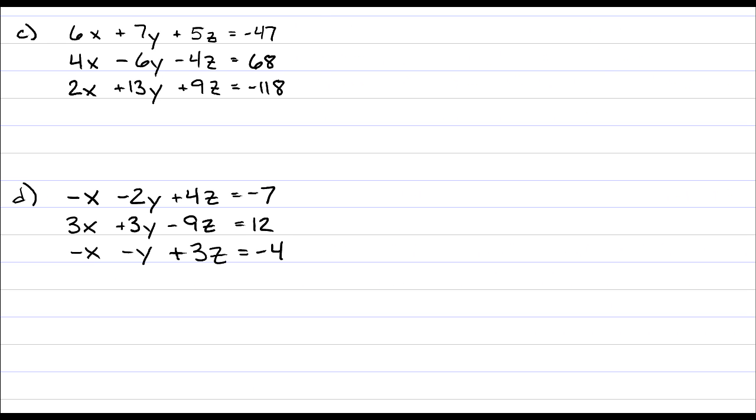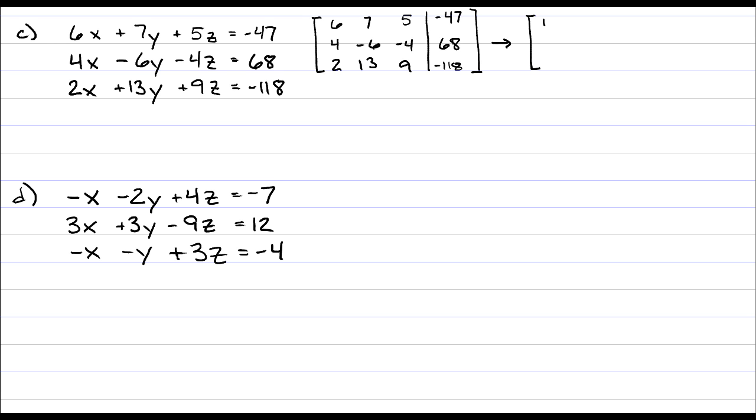In part C, just like before, I start by putting the system into an augmented matrix. So going column by column, I get 6, 4, 2, 7, minus 6, 13, 5, minus 4, 9. After you enter this into the calculator, always double check and make sure that you entered it correctly, that you didn't make a sign error or anything like that when you're inputting the matrix. But if I enter this matrix in and then put it into RREF form, I actually get something like this.